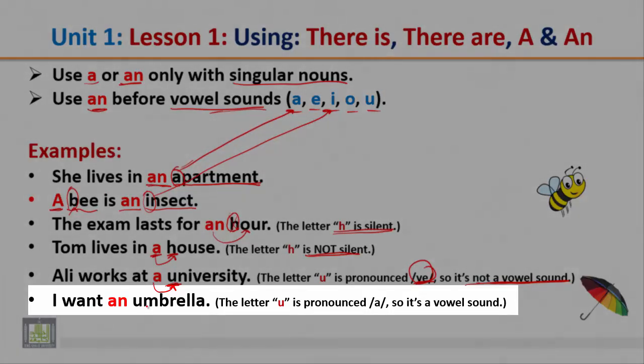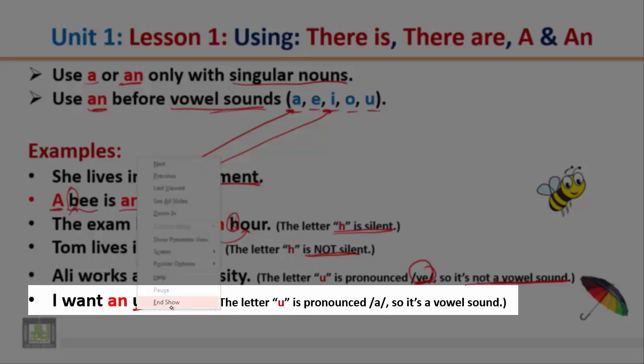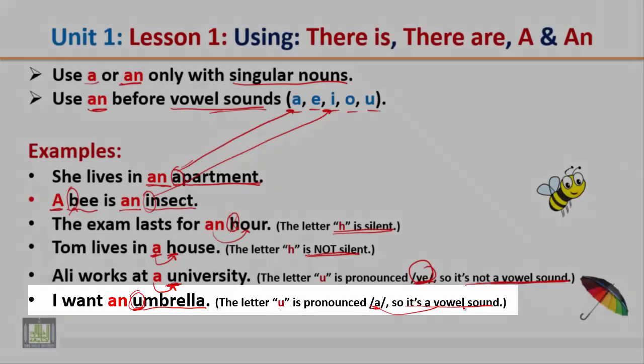I want an umbrella. Notice this letter here is pronounced uh. Umbrella. The letter U is pronounced uh, so it is a vowel sound. So we say an umbrella. Again, why? Because this letter is pronounced uh, and uh is a vowel sound.